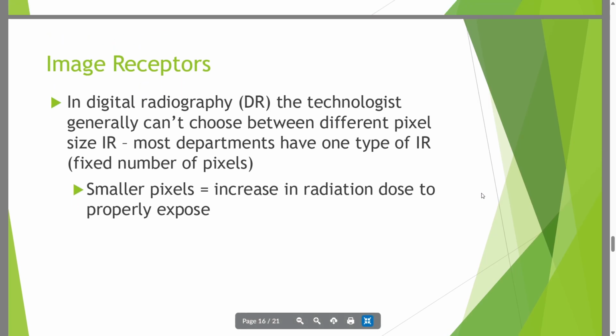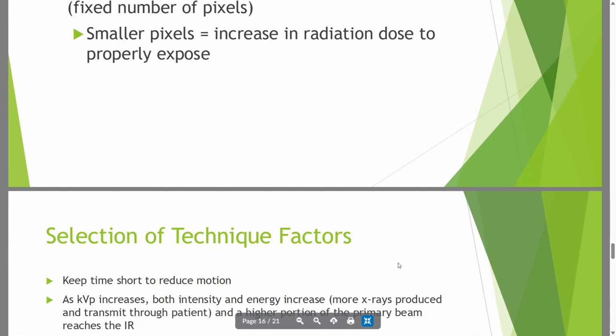In digital radiography, like what we've been using in our lab, there's not really a different size of IR that we can use to really fix the number of pixels, but just note that smaller pixels will increase radiation dose to properly expose the patient, but it does result in a better image. So there's usually a toss-up between what's best for the patient and what's best for the image. And that's really the entire crux of X-ray physics. How do we balance the dose to the patient and having a good image?